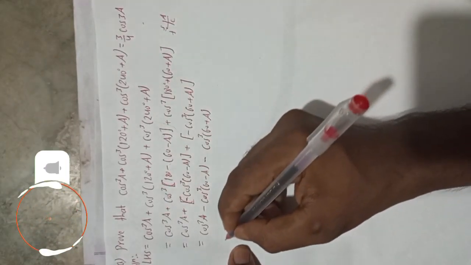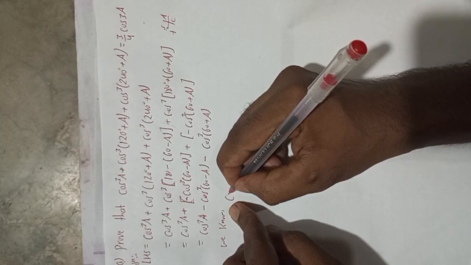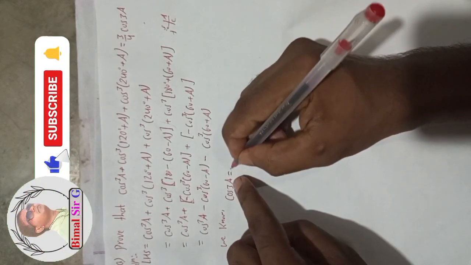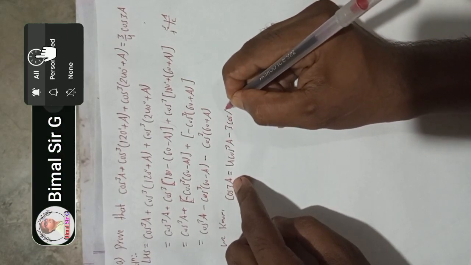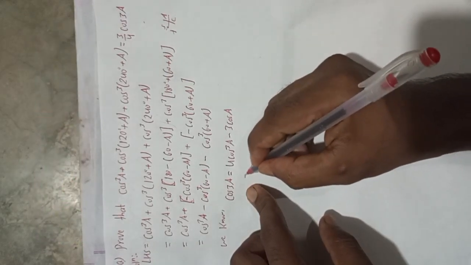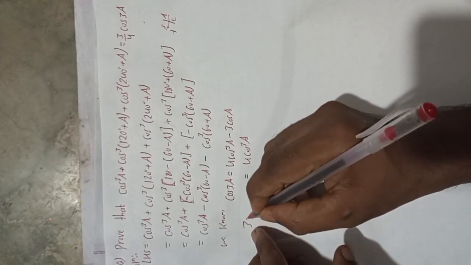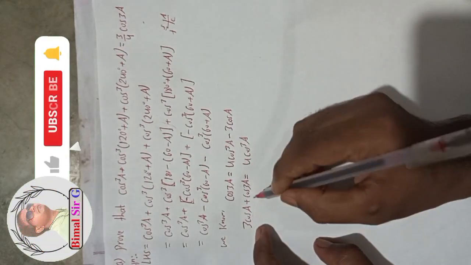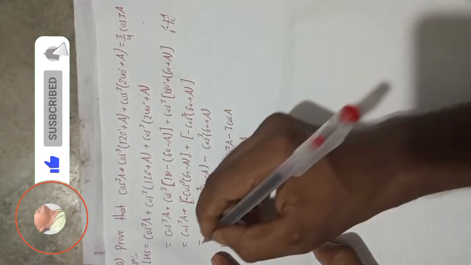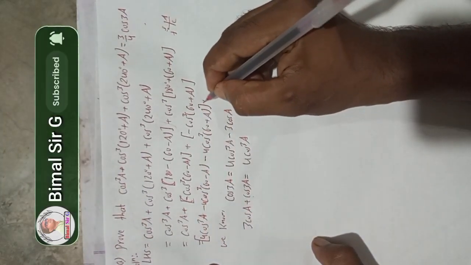Now we have one formula. We know cos 3A is equal to 4 cos cube A minus 3 cos A. So 4 cos cube A is equal to, this minus will go this side, so it is now plus 3 cos A plus cos 3A. So 4 cos cube A is equal to this formula. So what will we do here? We will multiply by 4 and take a big bracket, and cancel it by 1 by 4.